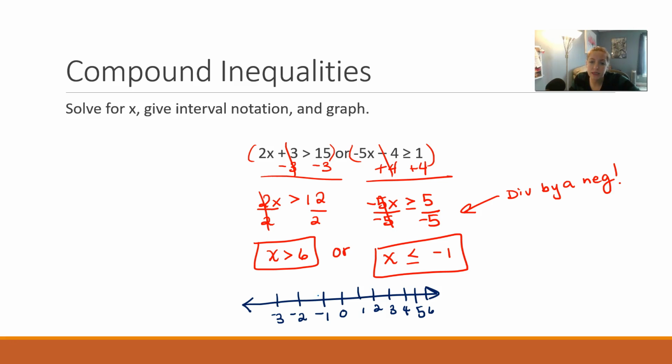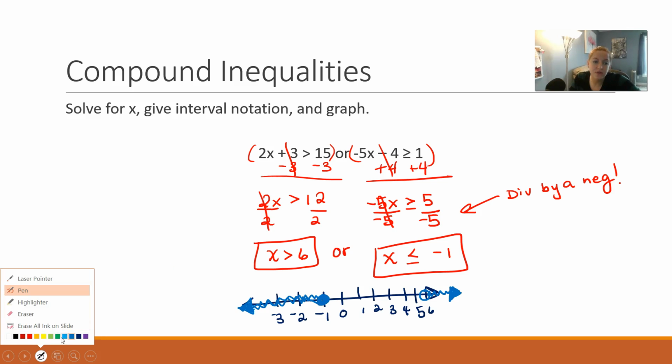So let's start there. It doesn't matter which way you plot these. But it is equal to, so I'm going to shade in that circle, and I'm going to shade to the left because it's x is less than that value. Okay. And then my other one, x is greater than 6. Draw an open circle at 6, and I'm going to shade to the right, and I did not make enough room, so I'm going to create a new arrow. Boom. I don't shade that one in because it's not equal to.